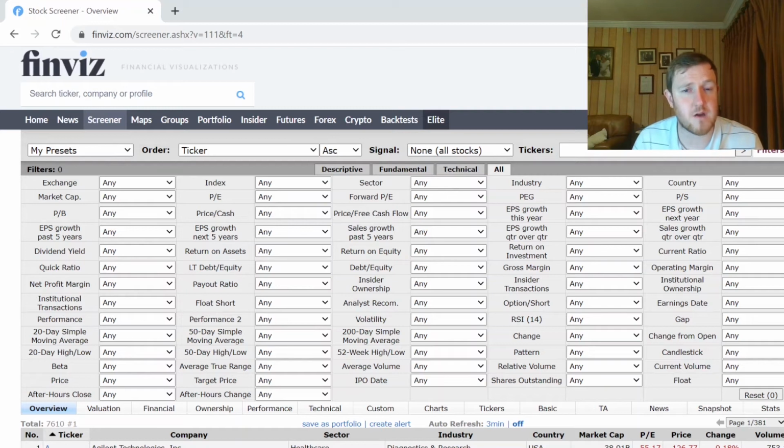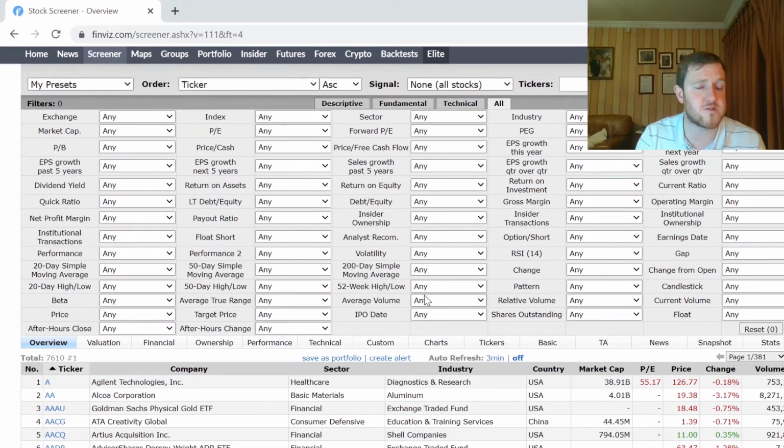There's so many different things. Obviously, another popular one there is the PE ratio. That is one you probably hear a lot. So let's have a look at a few filters and just see how quickly you can bring it down from 7,600 stocks to just a few.